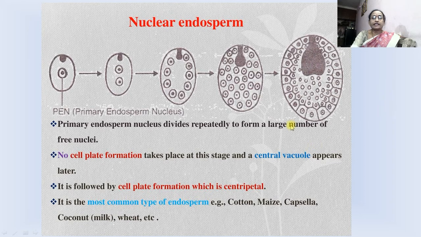Then some characteristics of nuclear endosperm. The primary endosperm nucleus divides repeatedly to form a large number of free nuclei. No cell plate formation. This is a very important character in nuclear endosperm, that no cell plate formation takes place at this stage. A central vacuole appears later. It is followed by cell plate formation, which is centripetal. It is the most common type of endosperm, found in cotton, maize, sunflower cypsela, coconut milk and wheat etc. It is the nuclear type.